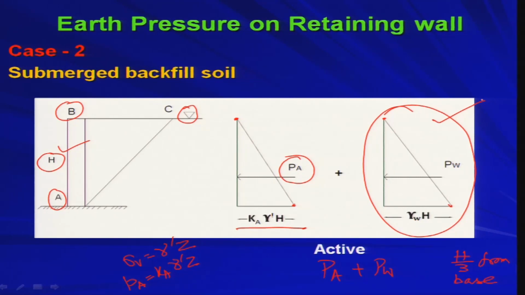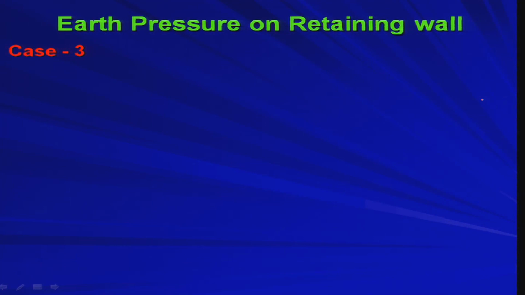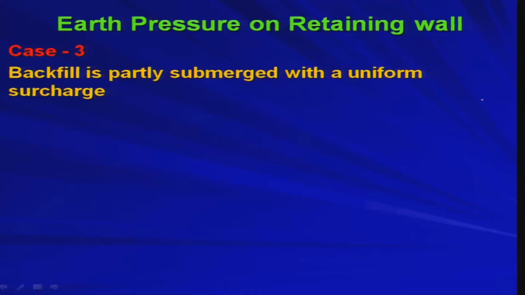Understood? Okay. Now, we will see the next case where some amount of soil is submerged and some amount of soil is not submerged. Let us see what is happening. Backfill is partly submerged with a uniform surcharge. Now, you have the surcharge as well as your submerged condition.